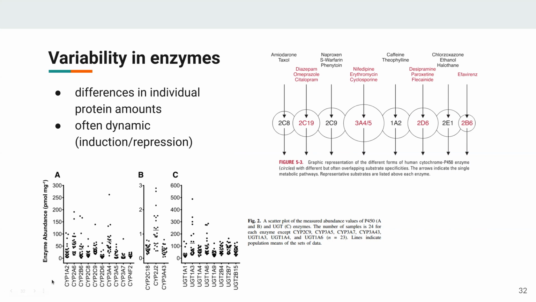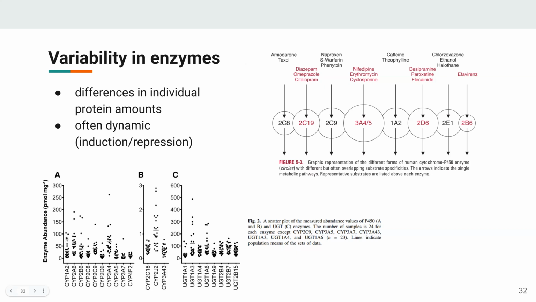Part of the variability in this response is definitely due to the large variability in enzymes. A lot of enzymes are involved in the pharmacokinetics and drug metabolism. One example are the cytochrome P450, a class of enzymes which metabolize a lot of drugs. If you look just at the enzyme abundance, so how much enzyme you have in the liver, every dot is one patient. You see a very large variability in the enzyme.